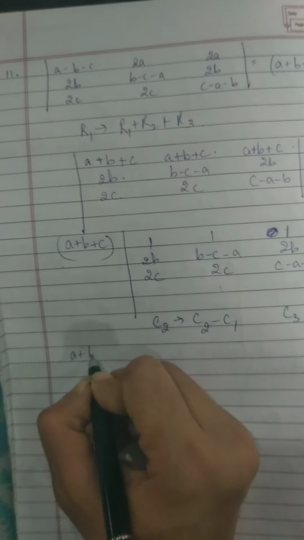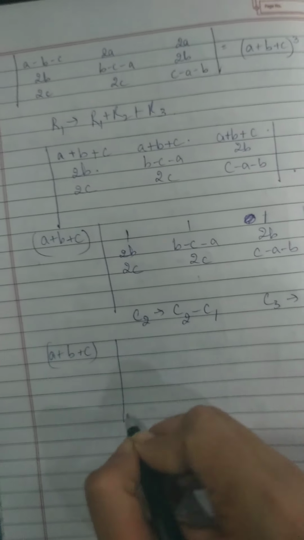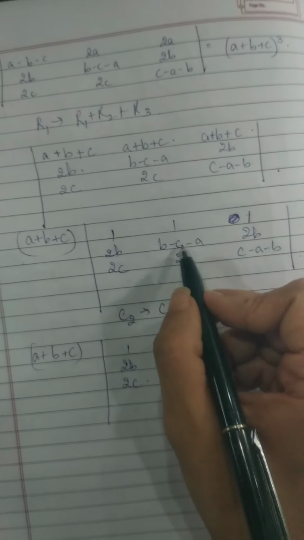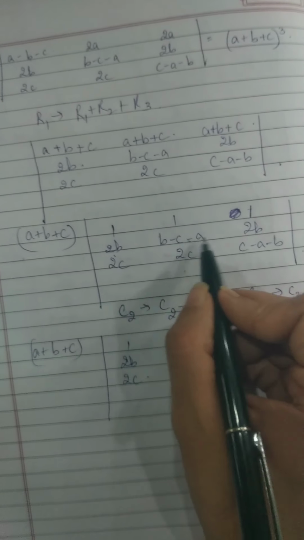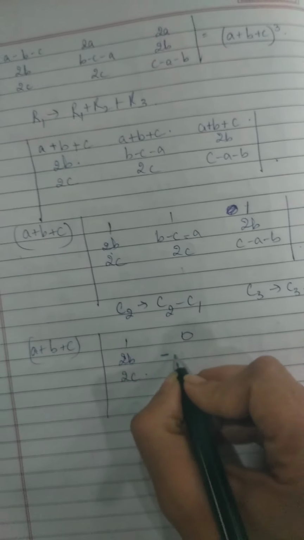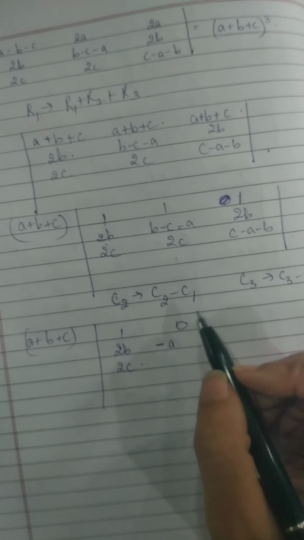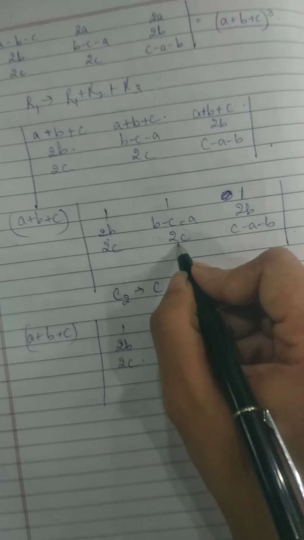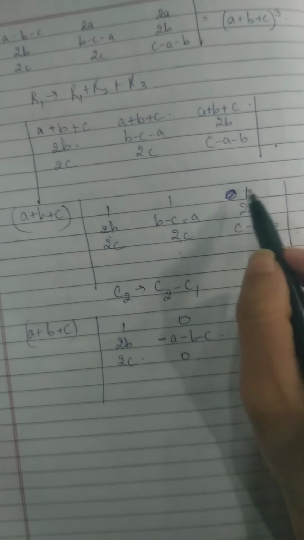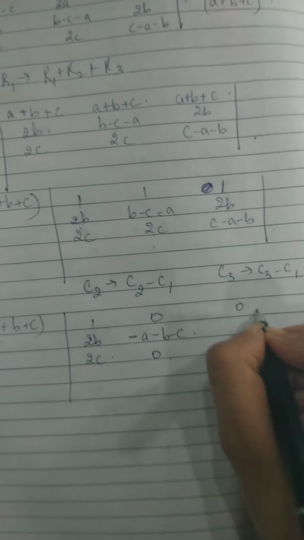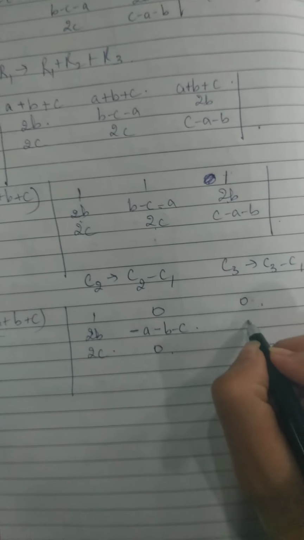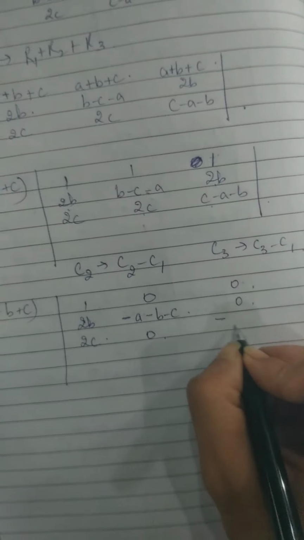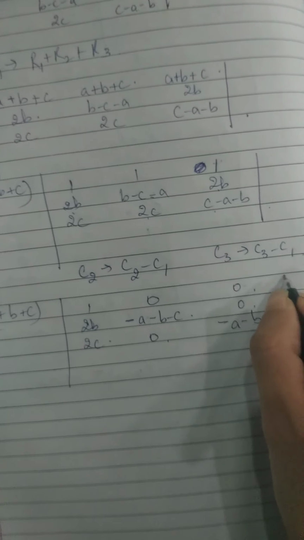So we have a plus b plus c. This is 0. This minus this. So b minus c minus a minus 2b gives us minus a. This minus this. Minus a minus b minus c. This minus this 0. This minus this 0. This minus this 0 again. This minus this gives us minus a minus b minus c.